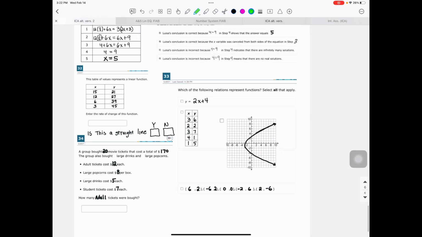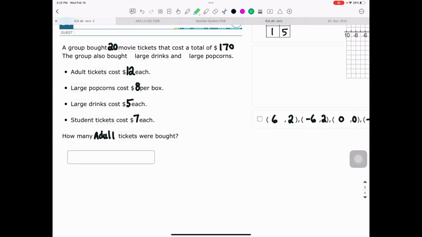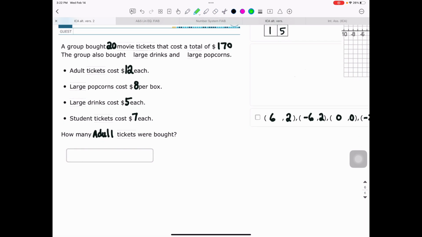All right, guys, I'm going to work from 34 backwards. 34 is by far the hardest problem. Okay, here we go. This is for my honors and some of my super, super high kids.